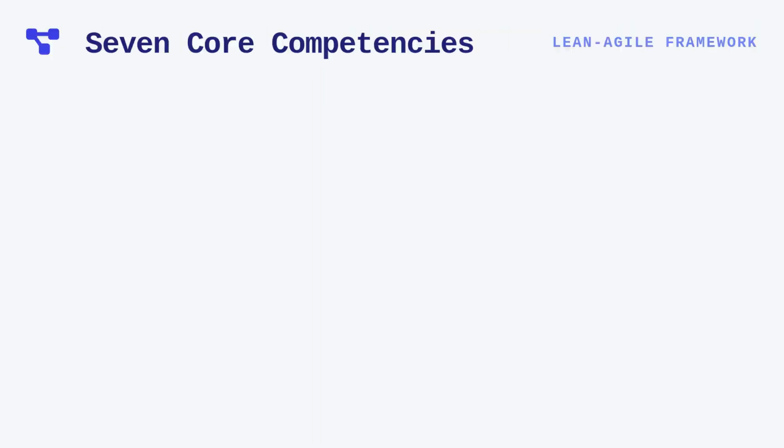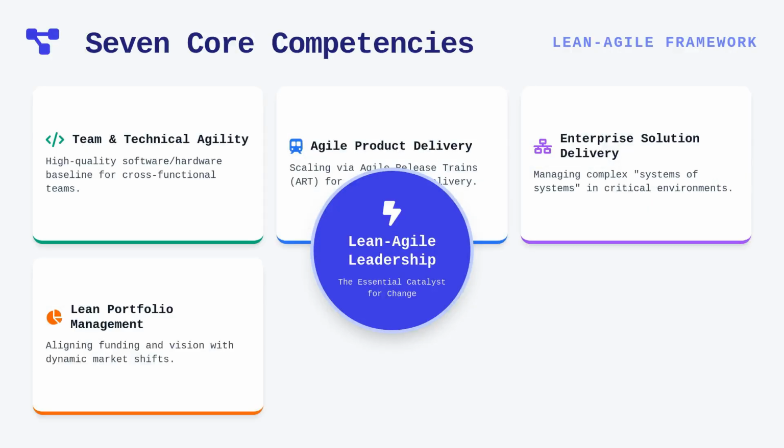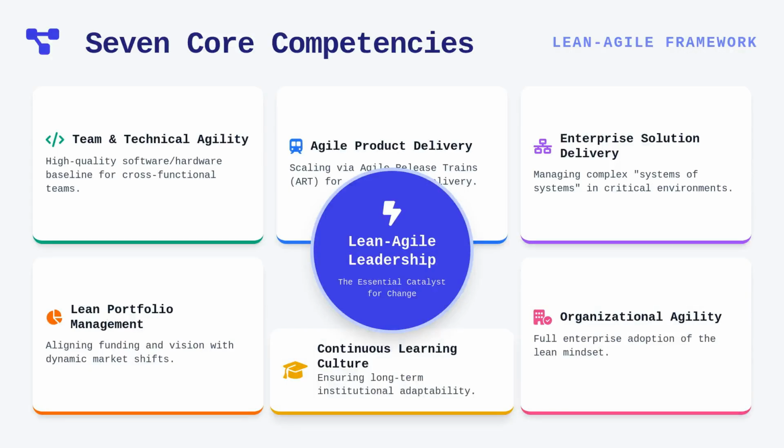The 7 core competencies are lean agile leadership, team and technical agility, agile product delivery, enterprise solution delivery, lean portfolio management, organizational agility, and continuous learning culture. Lean agile leadership is the catalyst. Without active, engaged, and change-promoting leaders, the framework cannot take root. Team and technical agility focuses on the baseline, ensuring that cross-functional teams can effectively produce high-quality, working software or hardware. Agile product delivery scales this team agility by synchronizing multiple groups to release solutions through an Agile Release Train.